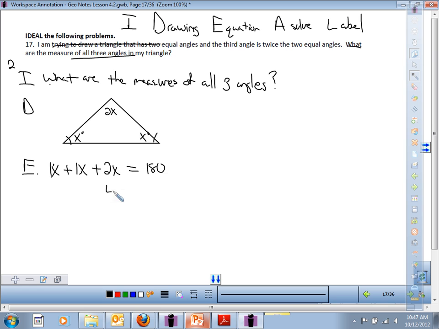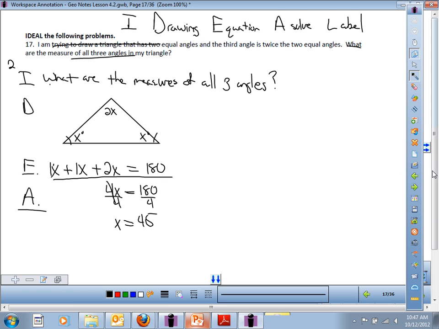1x plus 2x is 4x equals 180. Divide by 4. Dividing by 4 is easy. Divide by 2 twice. X equals 45. Right? Now, A, I didn't mention that, but we just did A. E was my equation. A is my solving that equation and doing the work.